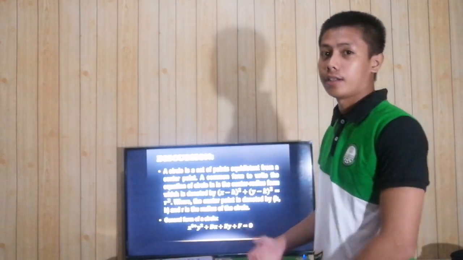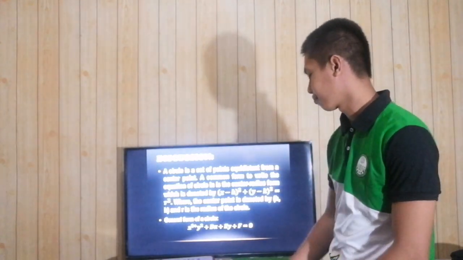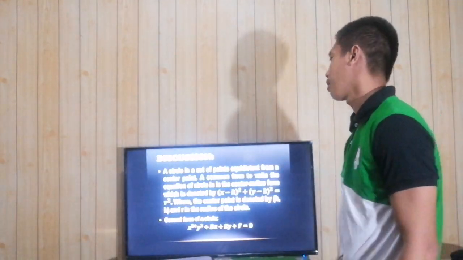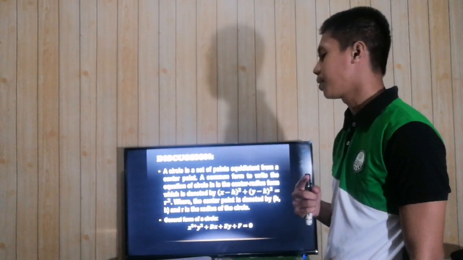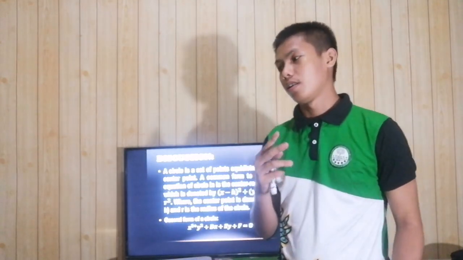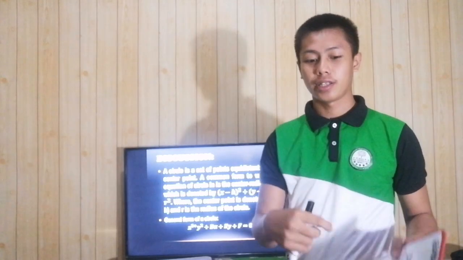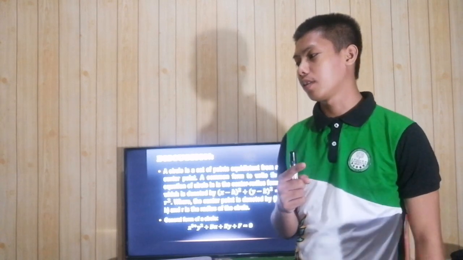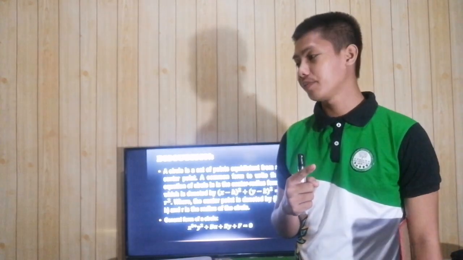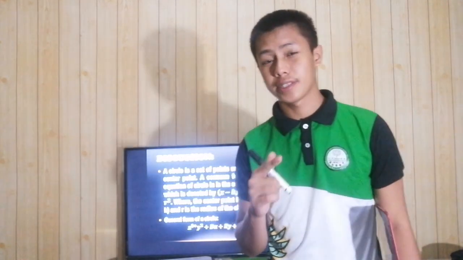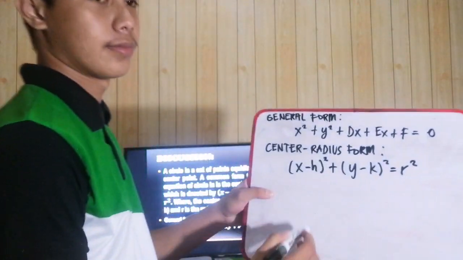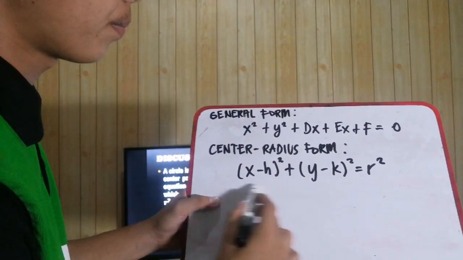Now, class, kindly read the definition of a circle. Very good. Now, let me repeat it to you. A circle is a set of points equidistant from a center point. So, there is a center point. A common form to write the equation of a circle is the center-radius form, which is denoted by this. This is the center-radius form.